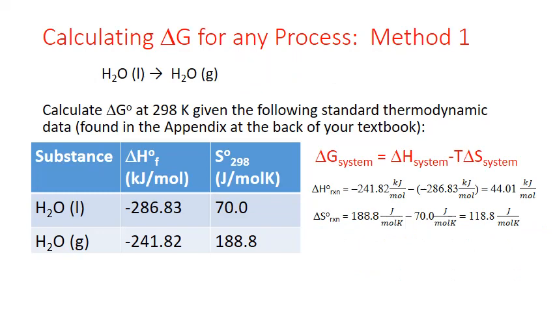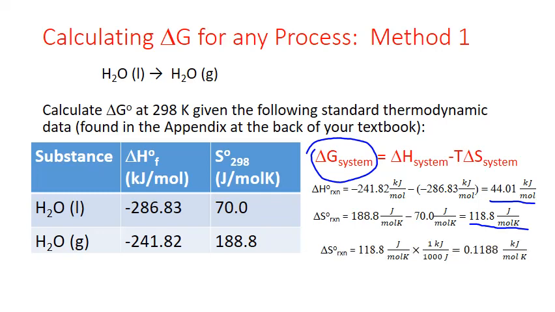We can now use these calculated enthalpy and entropy changes to calculate the change in Gibbs free energy, or chemical potential, of our system. We do need to make sure that the energy units are the same before plugging them into our formula. So I'm going to convert the entropy from joules to kilojoules by dividing by 1,000. So the value for the entropy change of the reaction that I'm going to plug in is actually 0.1188 kilojoules per mole Kelvin.